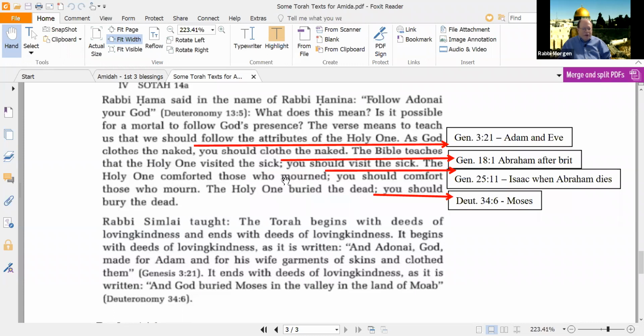The Holy One comforted those who mourned. You should comfort those who mourn. When did God comfort those who mourn? When Abraham dies, he visited Isaac, and the rabbis say that was to comfort Isaac in his loss. So we should also comfort those who have lost someone. And God buried the dead. We should bury the dead, right? Make sure people can afford a funeral. That everybody deserves to have a funeral and a proper burial. But where did God bury somebody? He buried Moses at the end of the book of Deuteronomy.